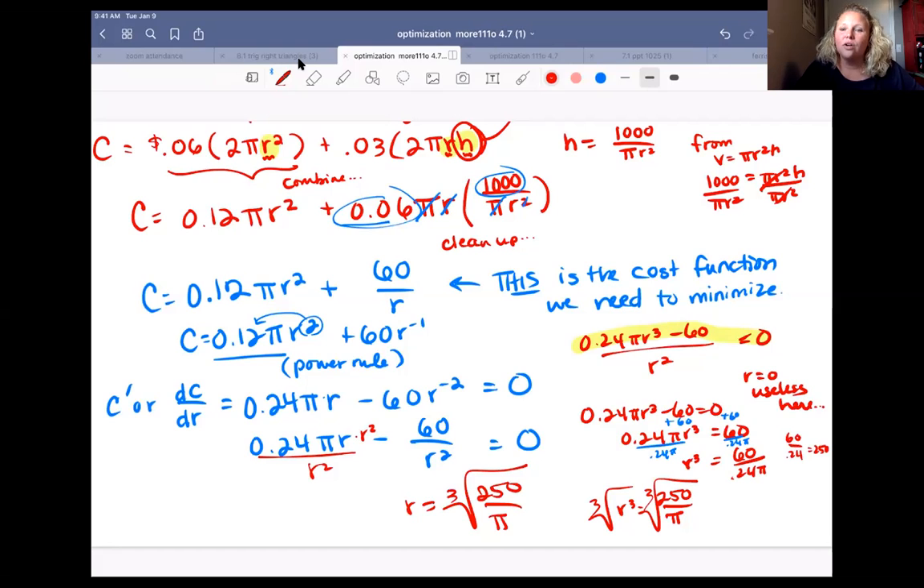That's straight algebra with some pi thrown in. Math pi, not real pi. That might be more fun. I don't know. Yeah, that's the radius.